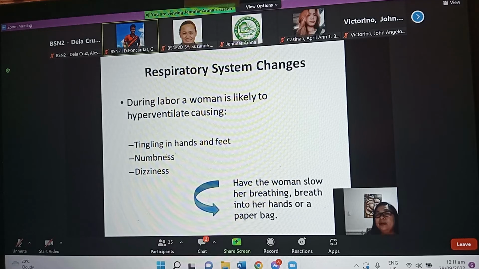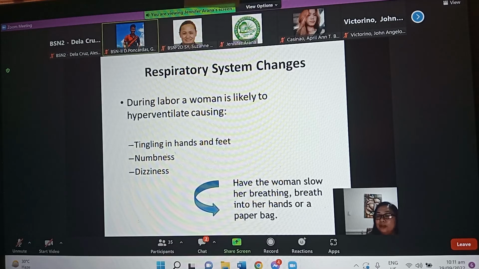Next, we have respiratory system changes. So during labor, a woman is likely to hyperventilate. Diba? Pag sakit na kaayong contraction, may tabo sa mama, maghalhal. So, what will happen if the mother is hyperventilating? It will lead to tingling in the hands and feet, numbness, and dizziness.